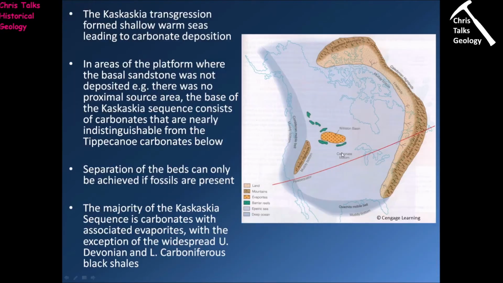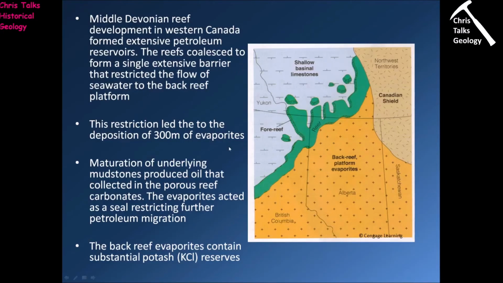So if we just go back a few slides, you can see, here we go, right there. So the restriction of this area led to the deposition of around 300 meters of evaporites. Now, it just so happened that the maturation of the underlying mudstones beneath these evaporites ended up producing oil. The evaporites themselves act as a seal to stop the oil escaping. And so underneath these evaporite deposits, we actually have some quite nice petroleum reserves.